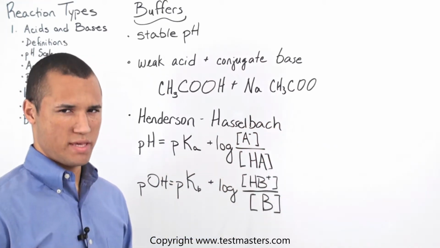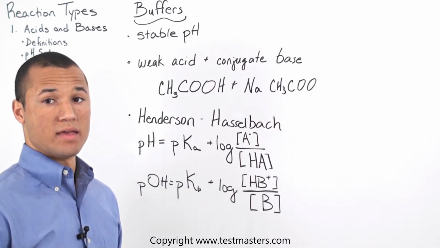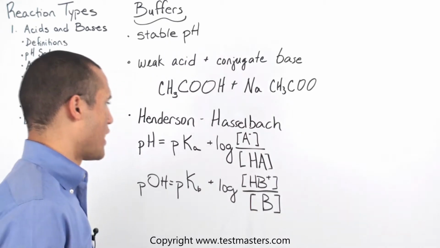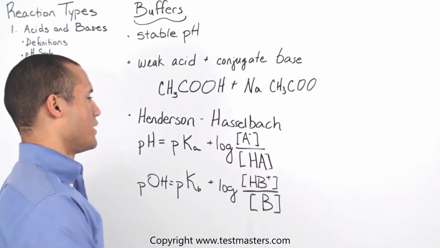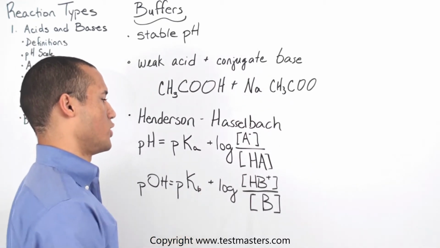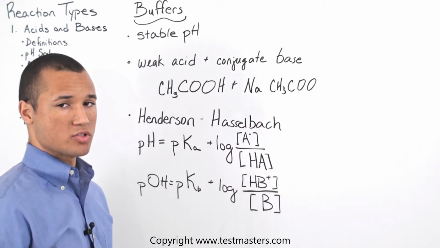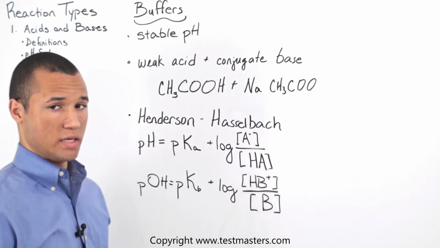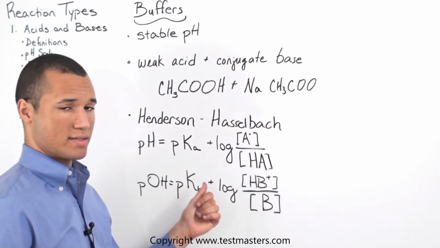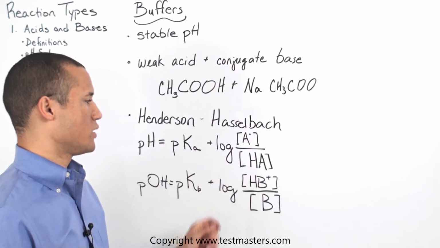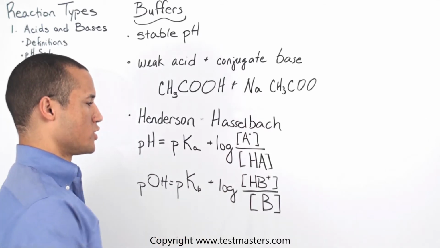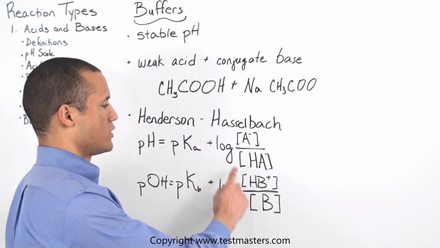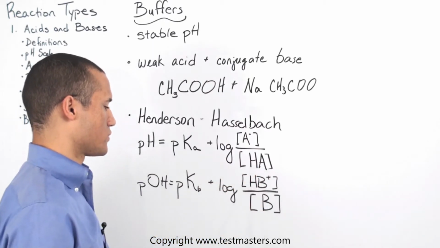So how do we determine the pH of a buffered solution? For that, we have the gold key of the Henderson-Hasselbalch equation. The Henderson-Hasselbalch equation states that the pH of a solution will be equal to the pKa of the acid plus the log of the concentration of the conjugate base over the concentration of the weak acid.